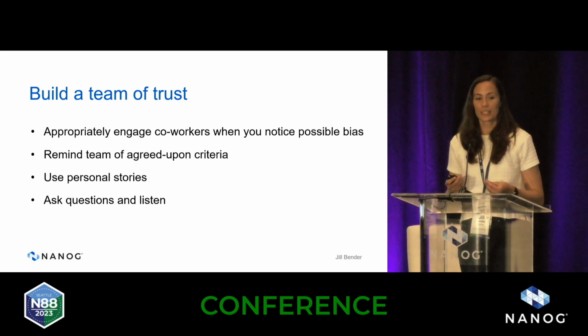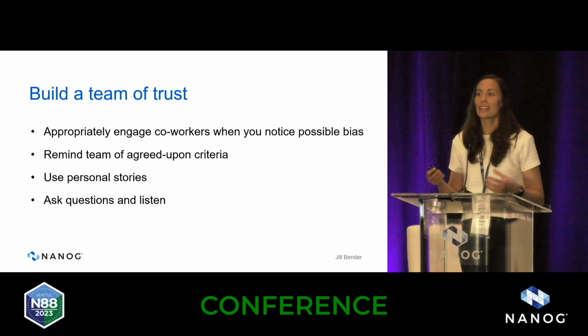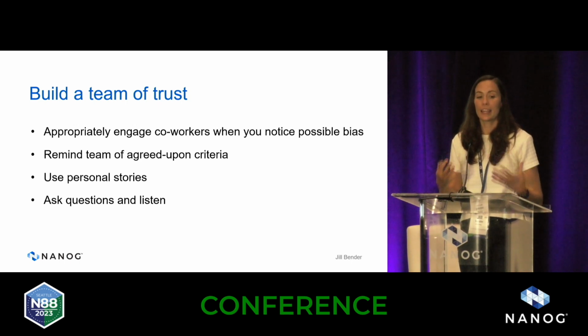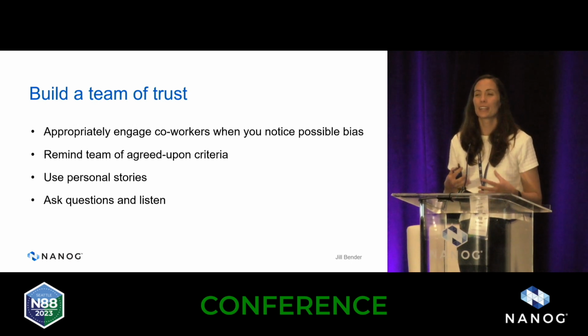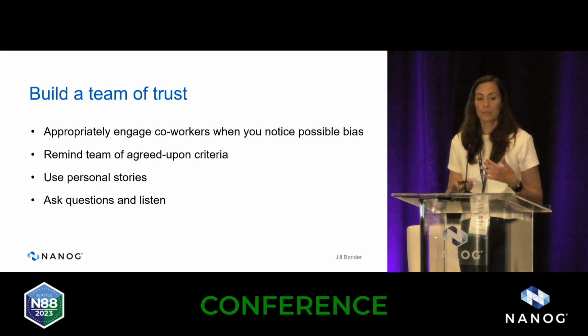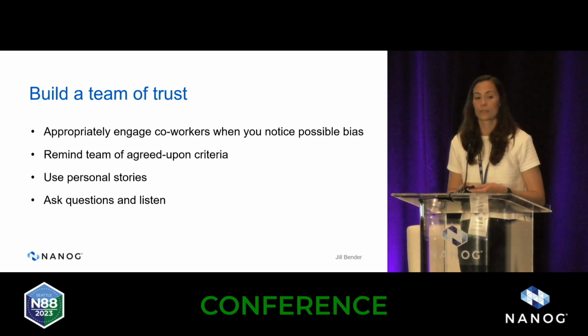To really reinforce this, I encourage building a team of trust. Take the team you have, make sure everyone's on board, and engage your coworkers when you notice possible bias. It can be very uncomfortable if you do notice a slip up, but remind your team, hey, we agreed on this criteria before. Find an appropriate time to talk to them about it. And I also find using personal stories can really help.